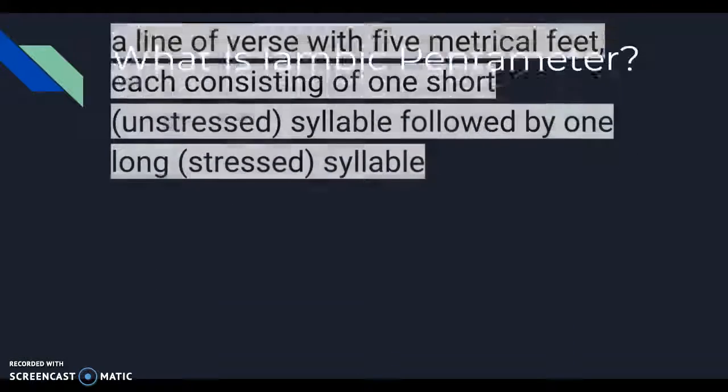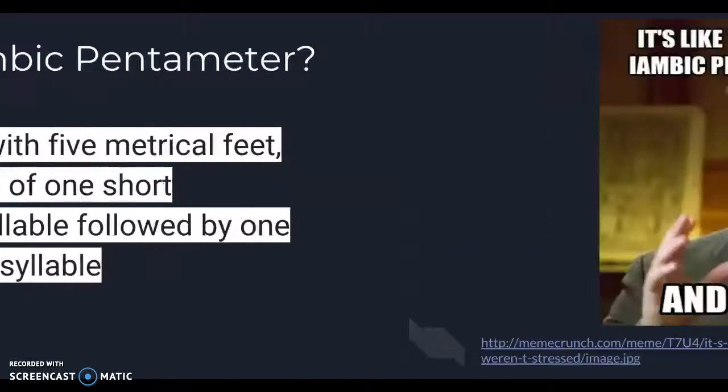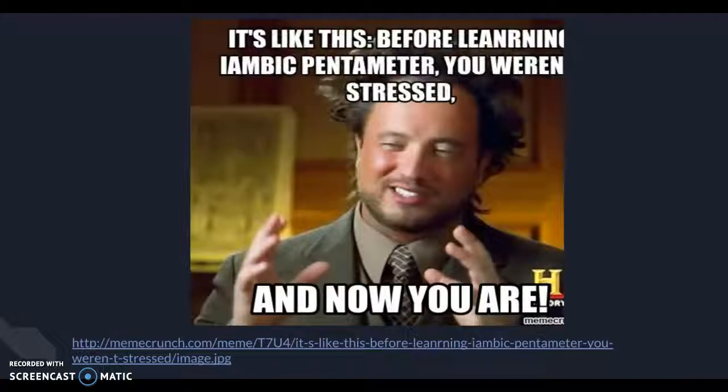What is iambic pentameter? Iambic pentameter is a line of verse with 5 metrical feet, each consisting of one short unstressed syllable, followed by one long stressed syllable. It's like this. Before learning iambic pentameter, you weren't stressed, but now you are.